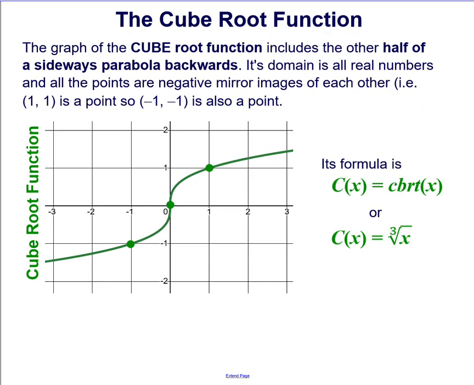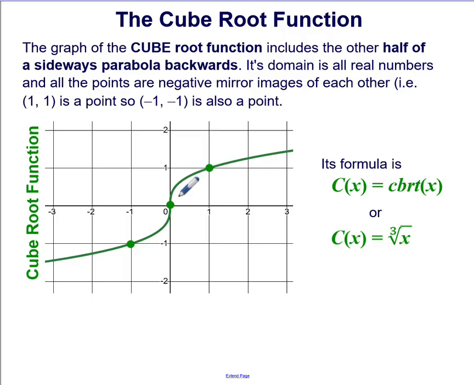The cube root function. The graph of the cube root function includes the other half of a sideways parabola backwards. Its domain is all real numbers. Actually, the domain and range are all real numbers. And all the points are negative mirror images of each other. For example, (1, 1) is a point, and so is (-1, -1).